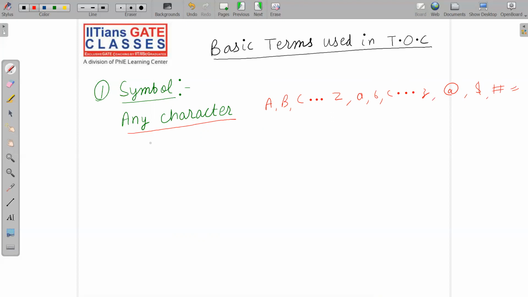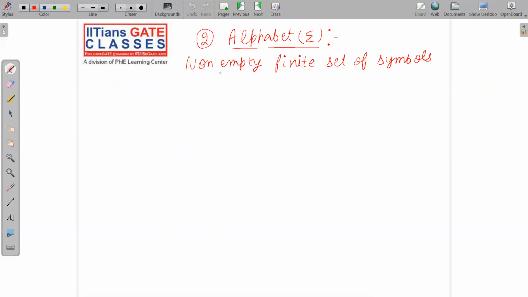Next, and you can say this is the basic building block of this subject. The entire subject is based on symbols only. Okay, so let's move to the next slide.